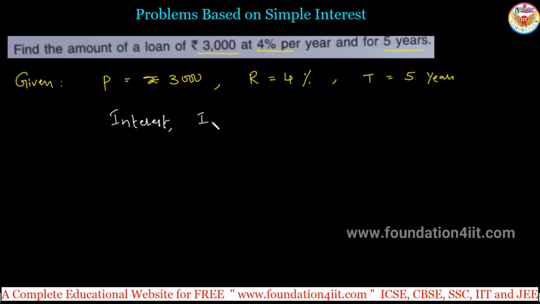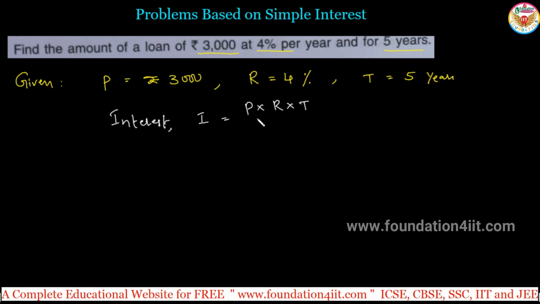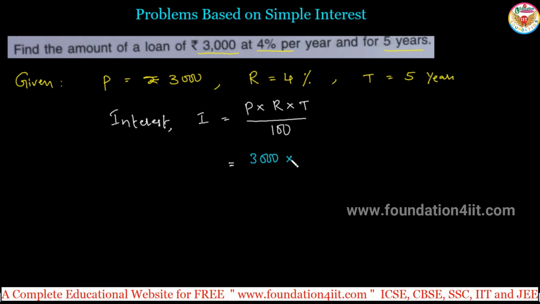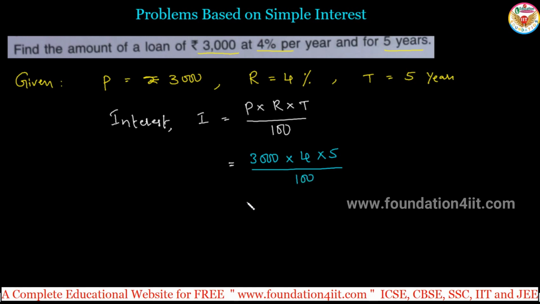Interest is capital I. The formula is P into rate of interest into time, PRT by 100. So principal, rate of interest, time period. Rate of interest is per annum, T is in years, and it is divided by 100. So this is 3000 into rate of interest 4, time period 5 years, divided by 100. You just calculate, you'll get the interest value first.